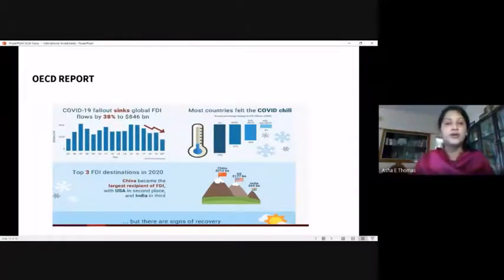And you can see that there is a slight dip, seeing global FDI flows fall by 38%. Slight dip? No, it's actually a huge dip. There is an $846 billion dip in the FDI because of this COVID pandemic. And you can see the top three FDI destinations even during this period: the first one is China, the second one is US, and the third one is India. India in the third place.